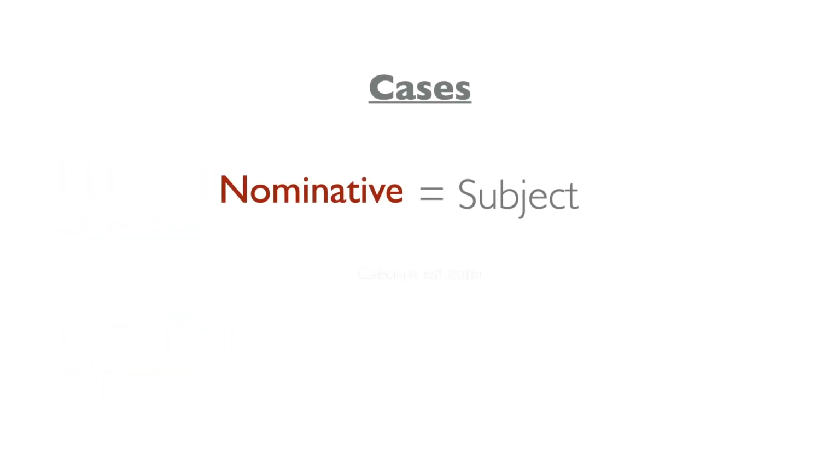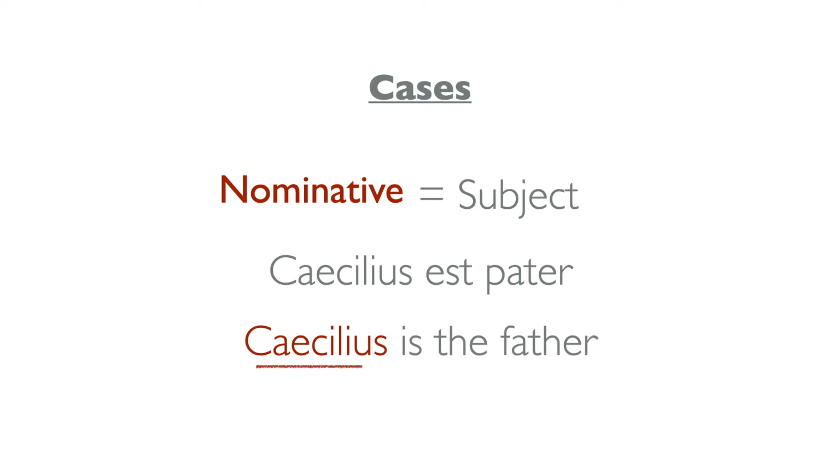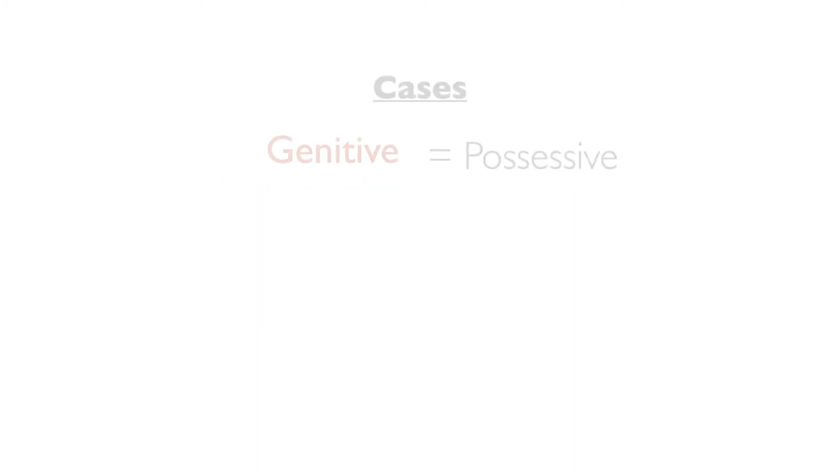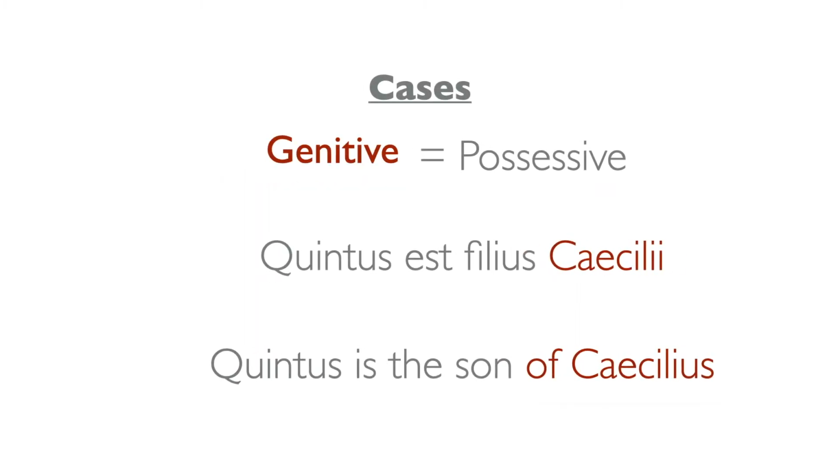The nominative is the subject of our sentence. So in the following example, Caecilius est pater, Caecilius is in the nominative case. Next we have the genitive or possessive case. In the following example, Quintus est filius Caecilii, Caecilii is in the genitive case. When translated, we have Quintus is the son of Caecilius.